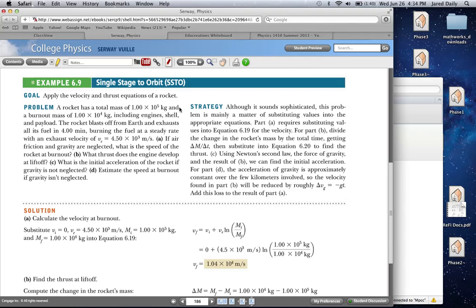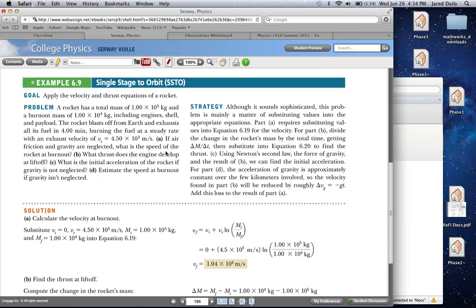It takes a ton of fuel to get something up to orbit. So you have this rocket, it takes off from Earth, and it exhausts all its fuel in 4 minutes flat. You're going to have to convert that into seconds normally, because we're using velocities that are in meters per second. And so anyway, it burns its fuel at a steady rate, so we can assume that there's a steady change in acceleration. And then it has an exhaust velocity of VE equals 4.5 times 10 to the 3 meters per second.